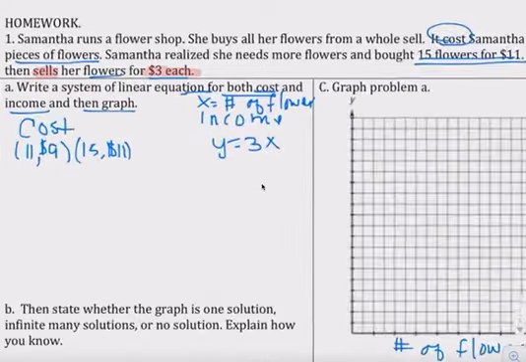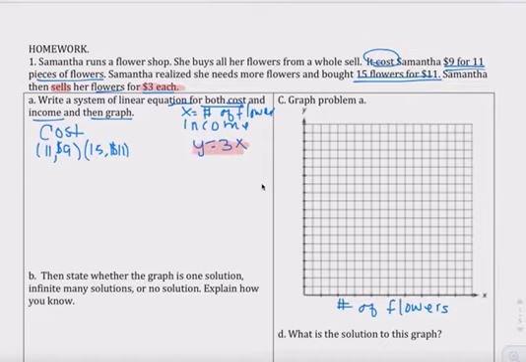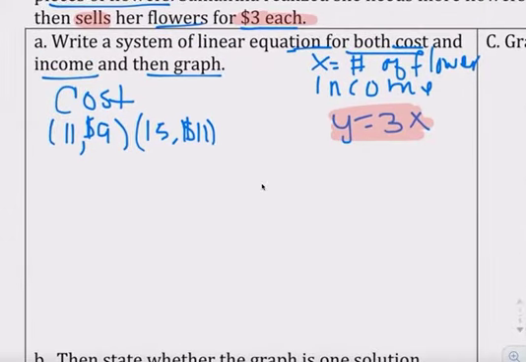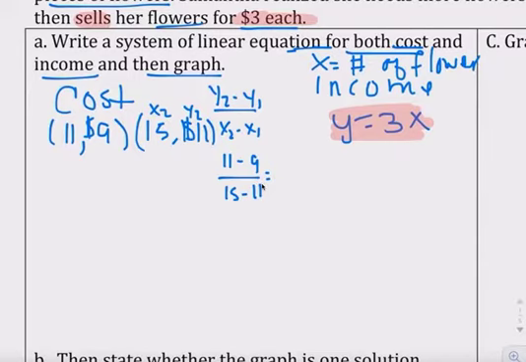Okay, so let's find the slope. We can graph this one, but we'll wait. Find the slope, y2 minus y1, I should have given you more room, over x2 minus x1. And then we find that slope is 11 minus 9, this is x2, y2, over 15 minus 11, which makes it 2 over 4, which is a half. So my slope is a half.